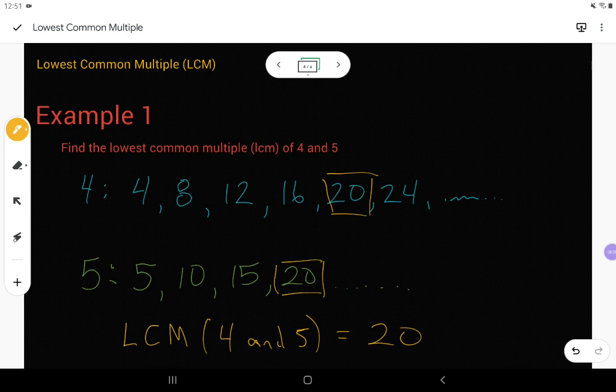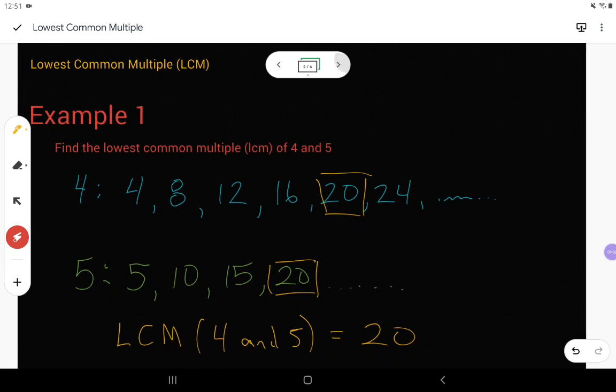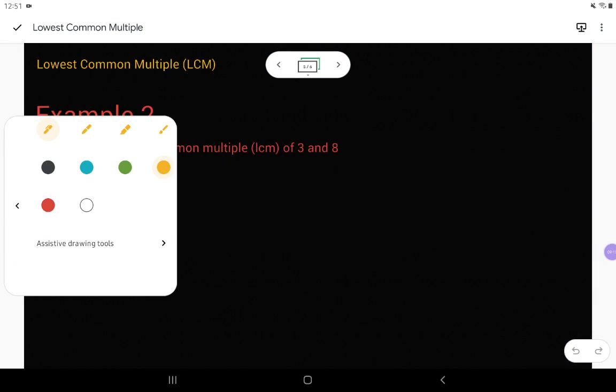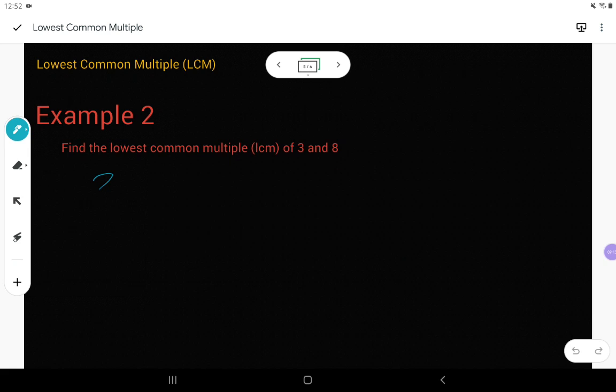That's not so bad. Count by each number, write out the multiples until you find a matching multiple. What about the lowest common multiple of 3 and 8? Let's see. We'll start off with 3. I'm going to count by some 3s here. 3, 6, 9, 12, 15.